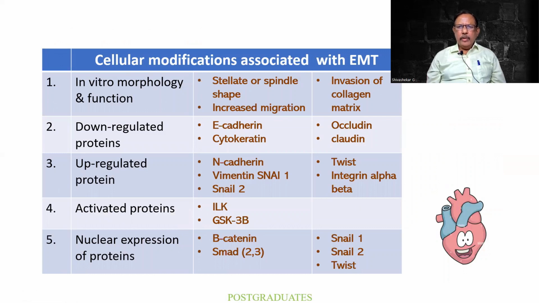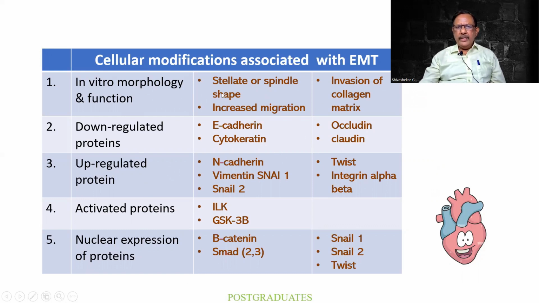Now, what are the cellular modifications associated with epithelial mesenchymal transition? These are all the important headings which I would like you people to kindly memorize. What happens to the in vitro morphology and function? What are the down-regulated proteins? What are the up-regulated proteins? What are the activated proteins? And what are the nuclear expression proteins? Morphology and function are actually common columns. There are only two columns over here; for want of space, I have put it this way.